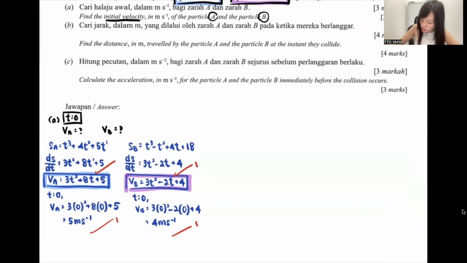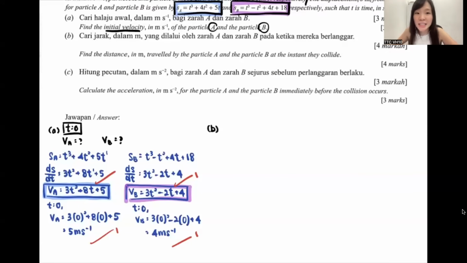Can, my dear? So this is your A. Let's move on to B. Okay, B, they say, find the distance traveled by particles A and B at the instant when they collide. Collide means bang, meet, langgar. So my dear, they're asking you what is the distance they travel individually, how much distance they travel when they meet.